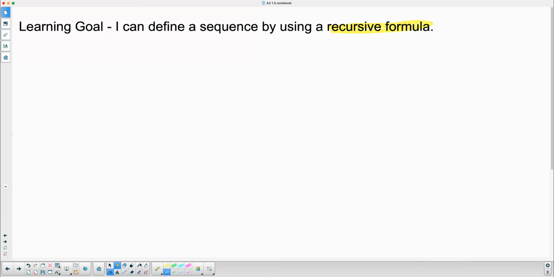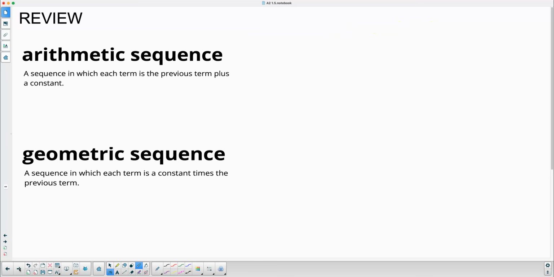We've already kind of learned what a sequence is. It's just a list of numbers that follow a pattern. We don't know what the word recursive formula means, so we're going to learn about that today. All right, an arithmetic sequence we've already learned is a sequence in which each term is the previous term plus a constant. So I'll give you a couple examples here.